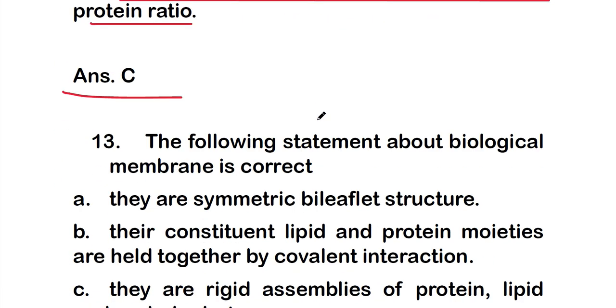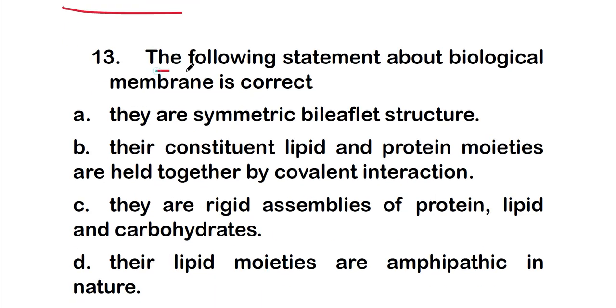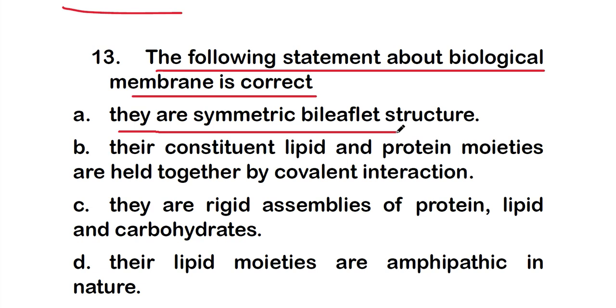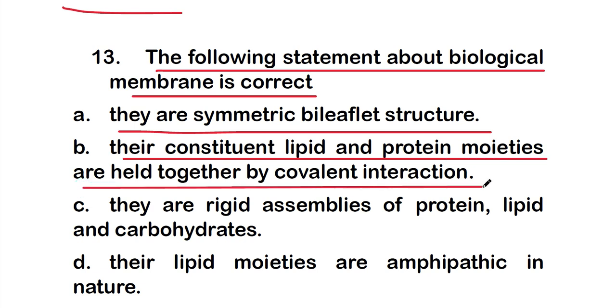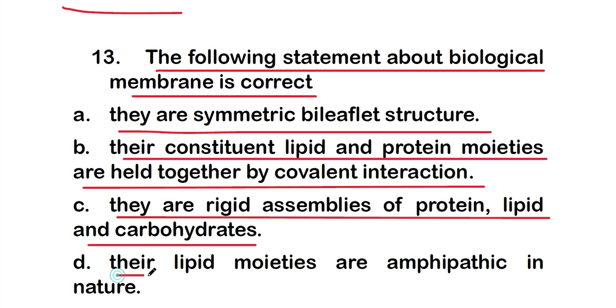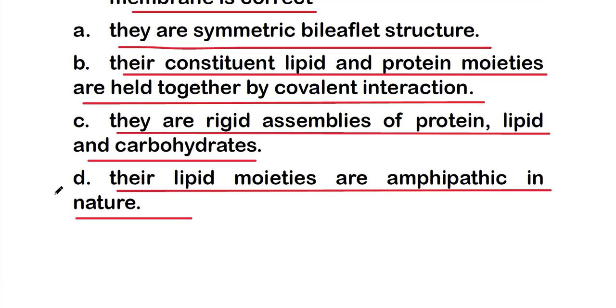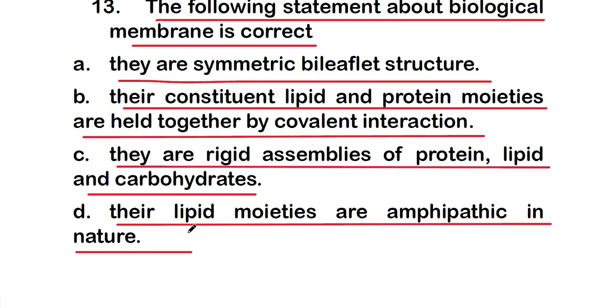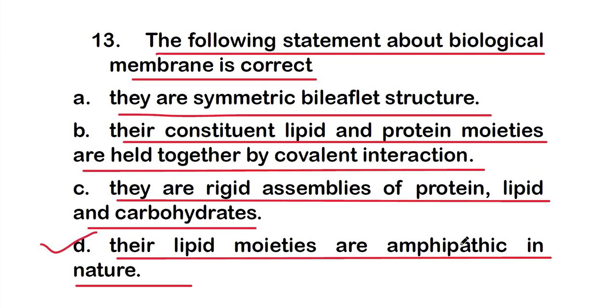Okay, so let's move on to question number 13. Which of the following statements about biological membrane is correct? The options are: option A, they are symmetric bileaflet structures; option B, their constituent lipid and protein moieties are held together by covalent interaction; option C, they are rigid assemblies of protein, lipid and carbohydrates; or option D, their lipid moieties are amphipathic in nature. And the right answer is option D, that is, their lipid moieties are amphipathic in nature.